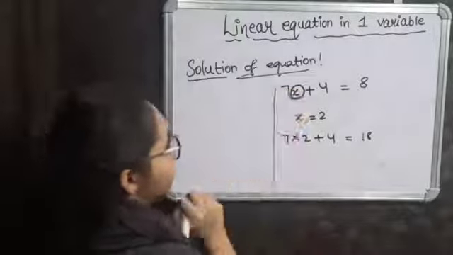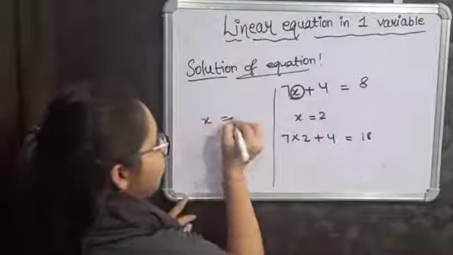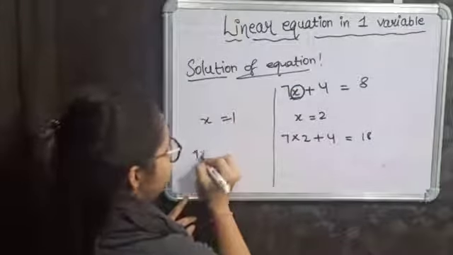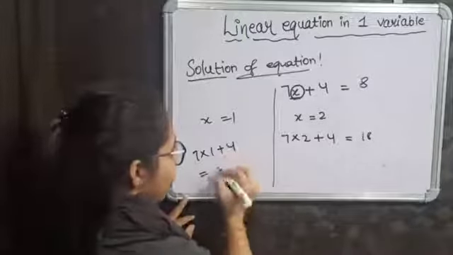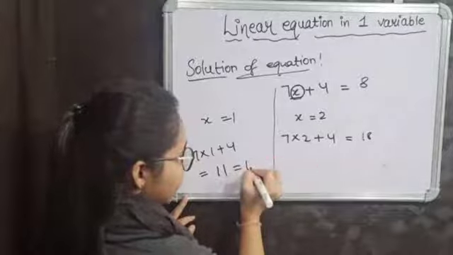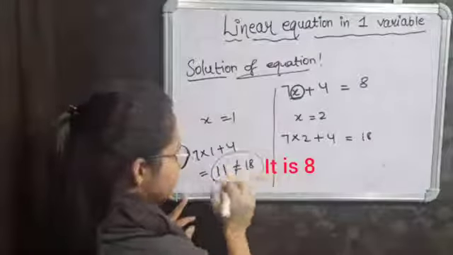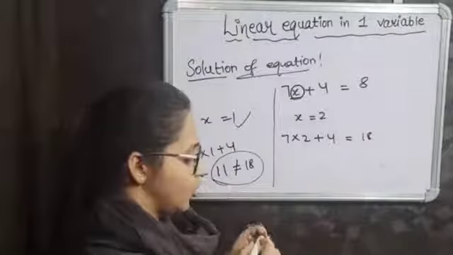Or if I take x is equal to 1. So 7 multiply 1 plus 4. What will it give? 7 plus 4, 11. Is it equal to 8? No. It means x is equal to 1 is not your solution.